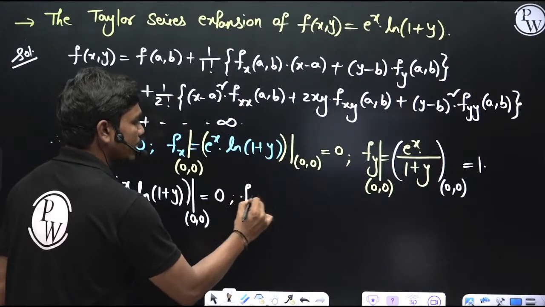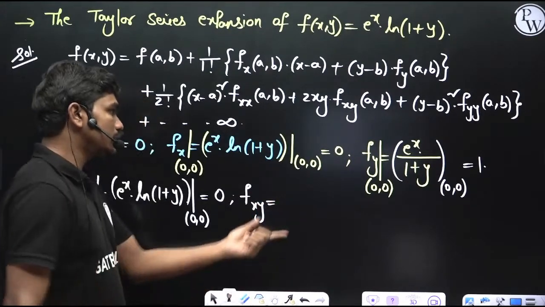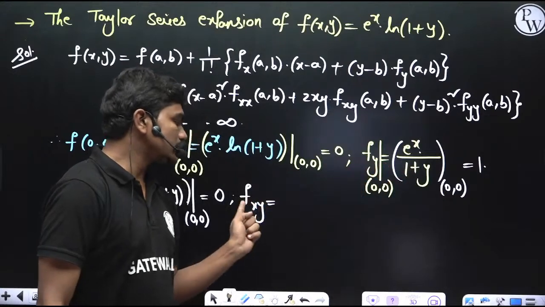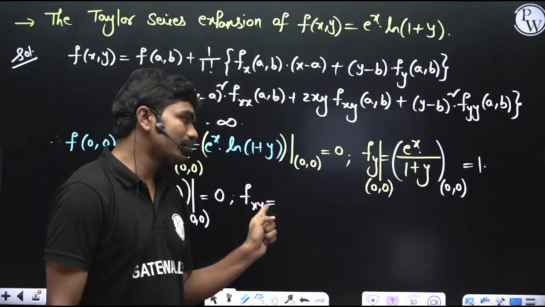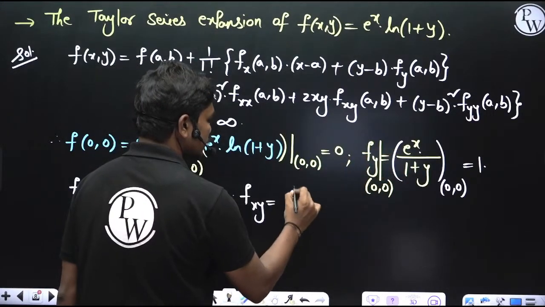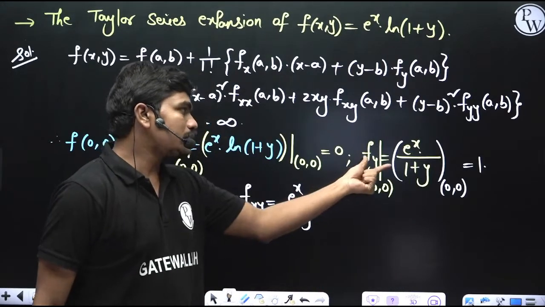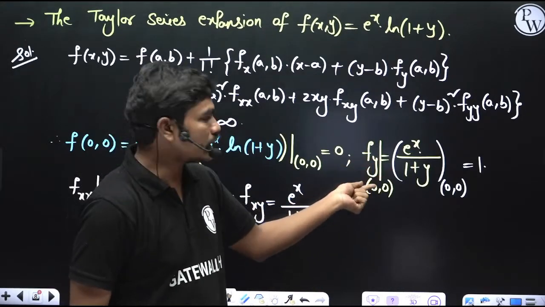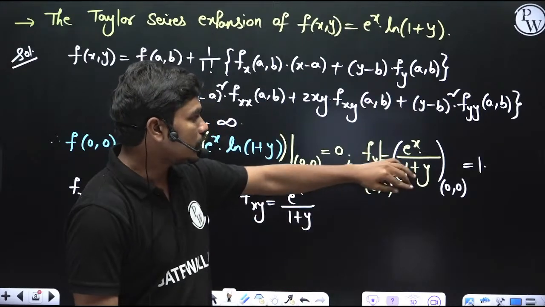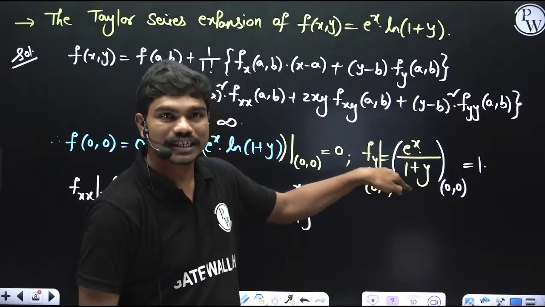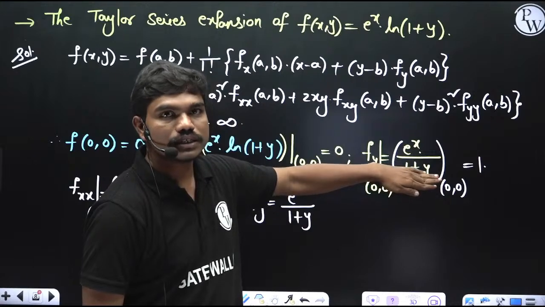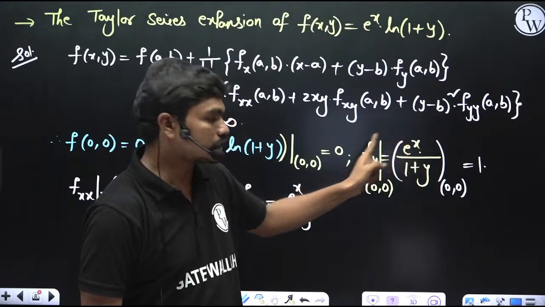So fxy. Let's say this is fy. If you differentiate it once again with respect to x, then you'll get fxy. So the function is e power x by (1 + y), of course, because this is already fy. When you differentiate this complete function with respect to x partially, 1 by (1 + y) is a constant. So ultimately the derivative of e power x will be e power x.